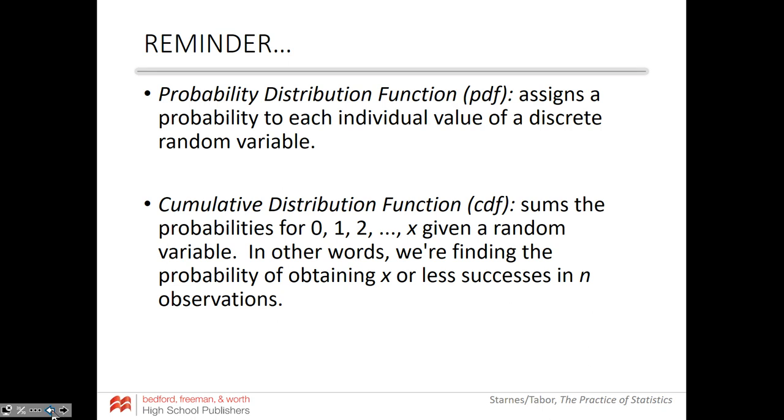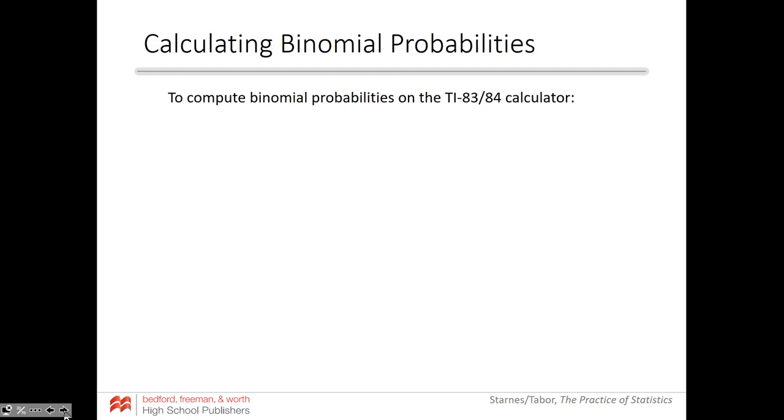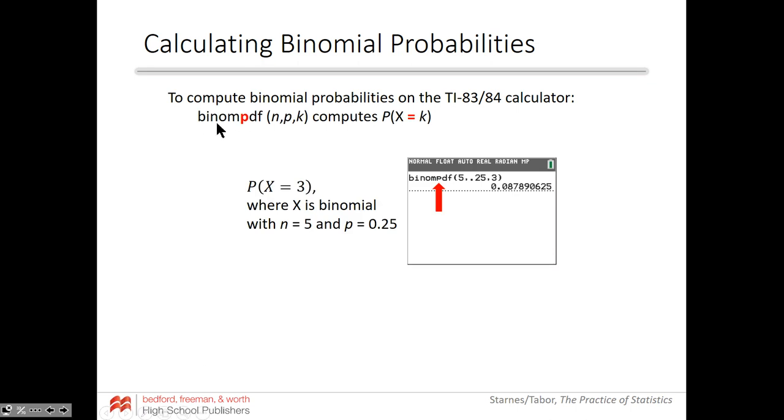So if you think back to when we talked about normal distributions, we used the calculator, we used normal CDF and normal PDF. Hopefully you remember that, to calculate areas under the normal curve. Well, your calculator can do the same thing with binomial distributions. Just as a quick reminder, a PDF points to a specific value in a random variable, and a CDF accumulates area.